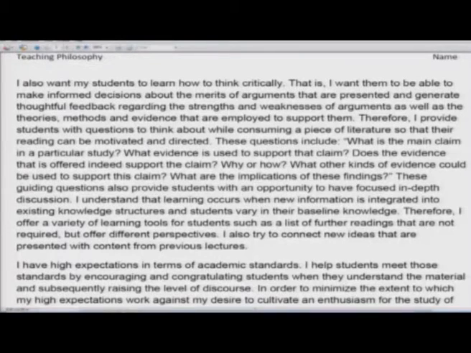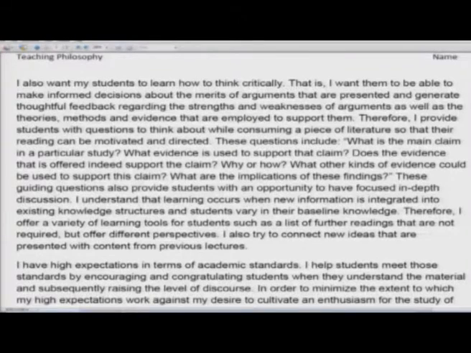What evidence is used to support that claim? Does the evidence that is offered indeed support the claim? Why or how? What other kinds of evidence could be used to support this claim? What are the implications of these findings? These guiding questions also provide students with an opportunity to have focused, in-depth discussion.